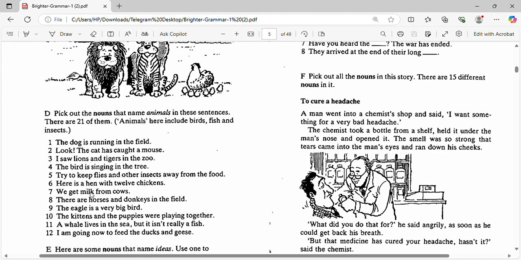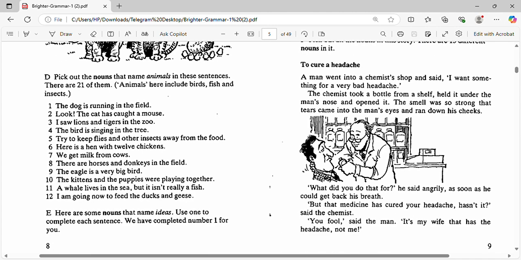We get milk from cows. Cows. There are horses and donkeys in the field. Horses, donkeys. The eagle is a very big bird. Eagle, bird. The kittens and the puppies were playing together. Kittens, puppies. A whale lives in the sea, but it isn't really a fish. Whale, fish. I am going now to feed the ducks and geese. Ducks, geese. Let's look at the next exercise.